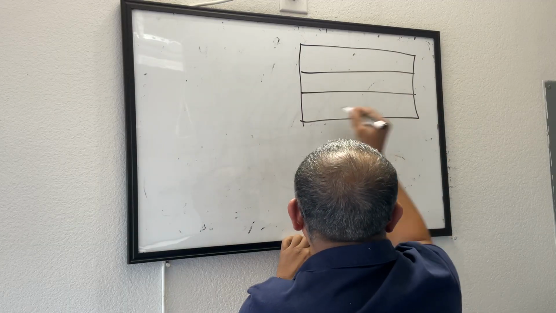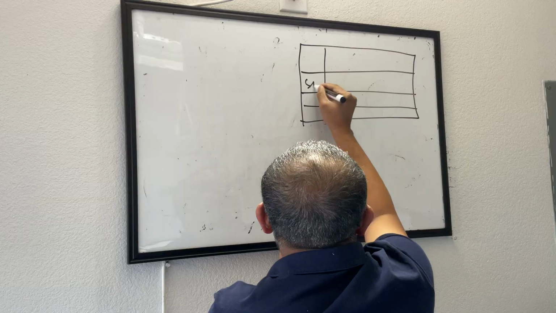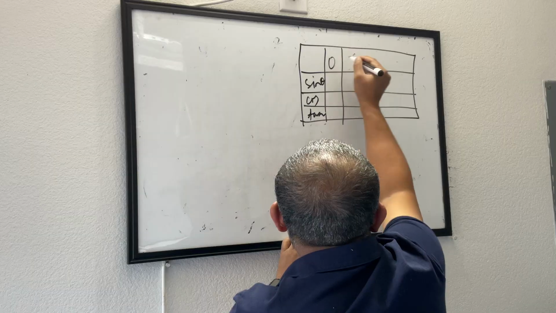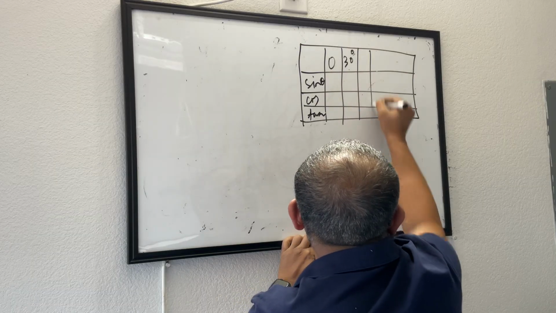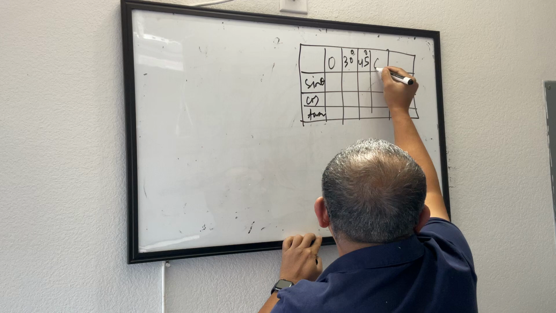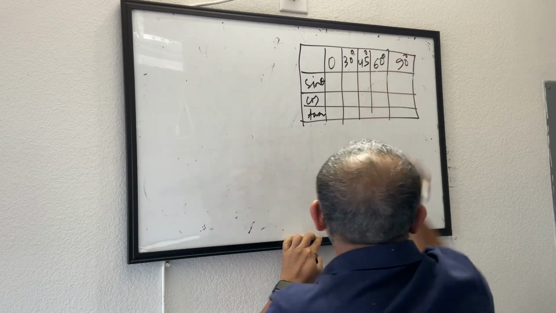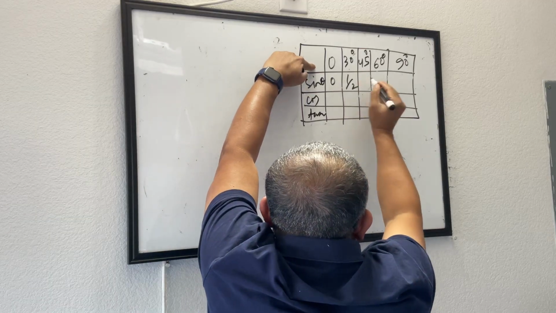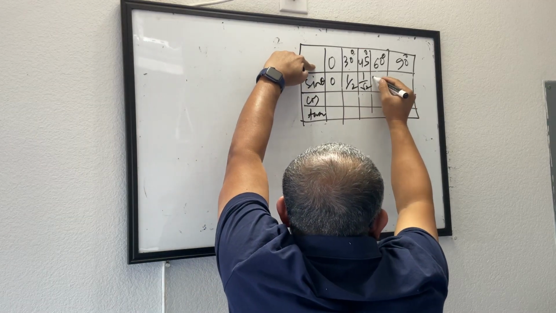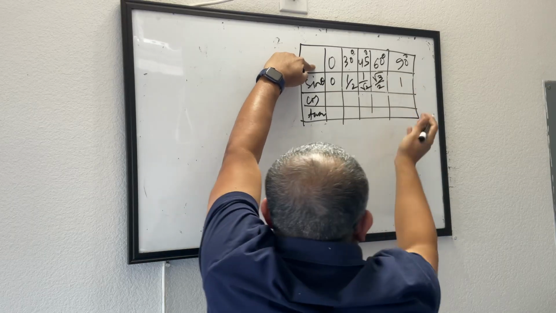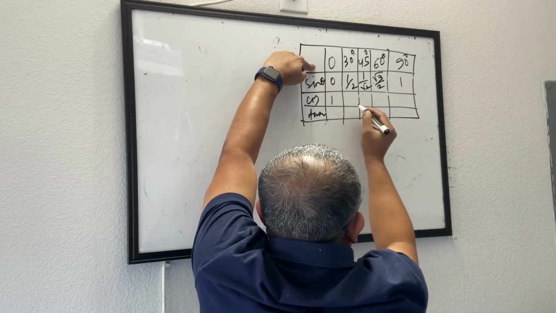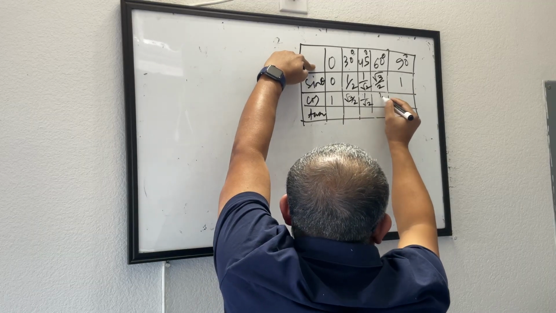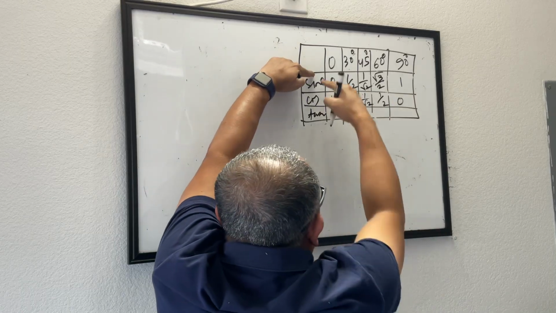So I am putting a table of sine, cos and tan values for the most commonly used angles: 0, 30 degrees, 45 degrees, 60 degrees and 90 degrees. Sine 0 is 0, sine 30 is 1 by 2, sine 45 is 1 by root 2, sine 60 is root 3 by 2, sine 90 is 1, and cos just reverses. You start from here: 1, root 3 by 2, 1 by root 2, 1 by 2, 0. And tan is sine by cos.